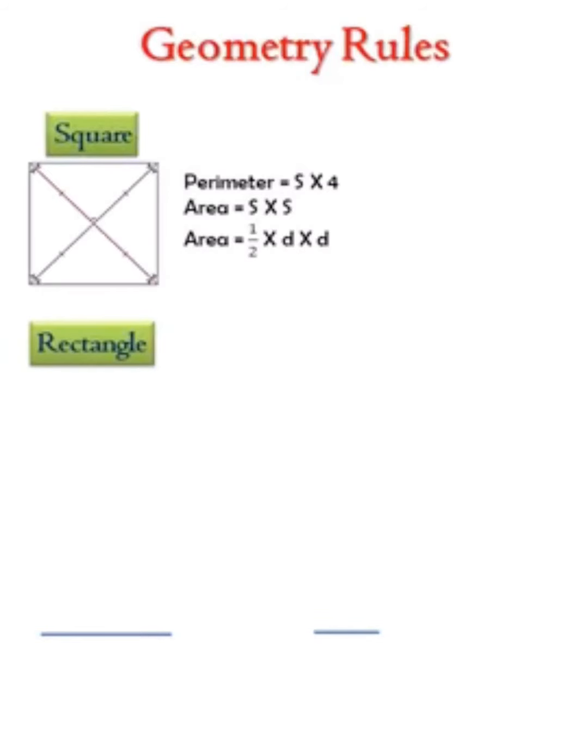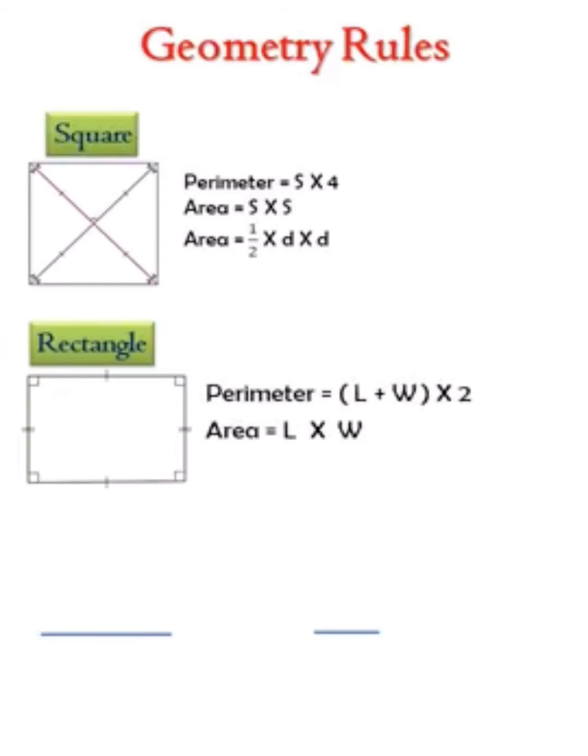After that, rectangle. You remember rectangle? A rectangle has length and width, 2 lengths and 2 widths. Perimeter of a rectangle: length plus width, all by 2. And area of a rectangle: length by width.